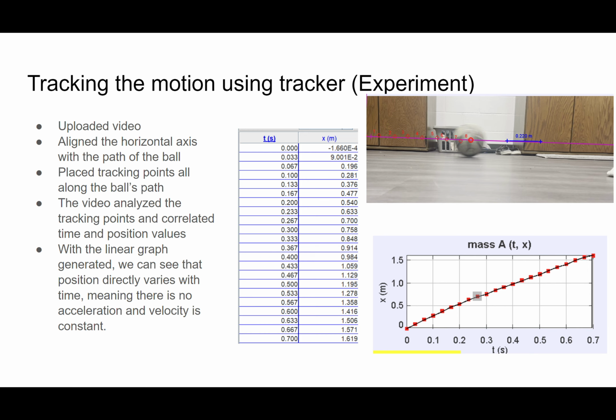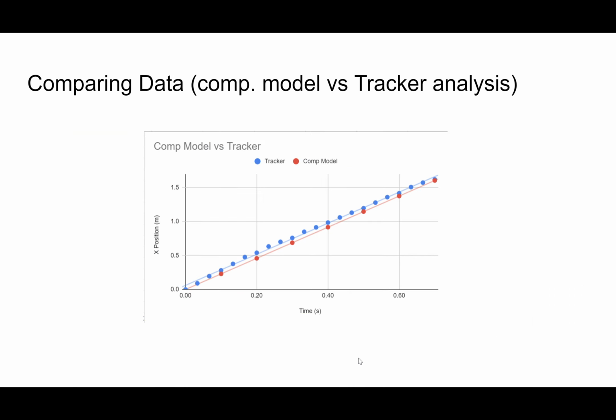So then we track the motion using Tracker. We uploaded the video to Tracker, and we aligned the horizontal axis with the path of the ball because the camera is slightly tilted, which means that Tracker would analyze the ball's motion as having a vertical component, which we know is not true in real life. So then we placed the tracking points, and Tracker gave us a set of positions and times and created this graph using the data set.